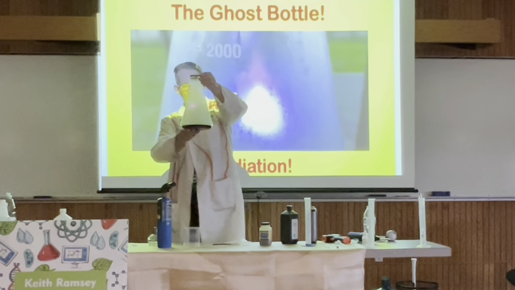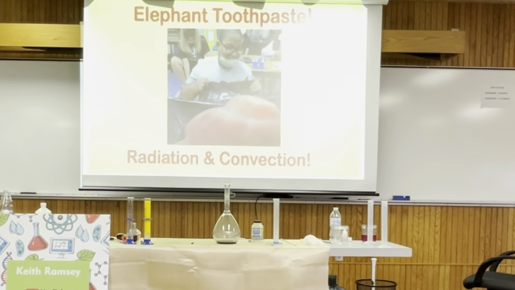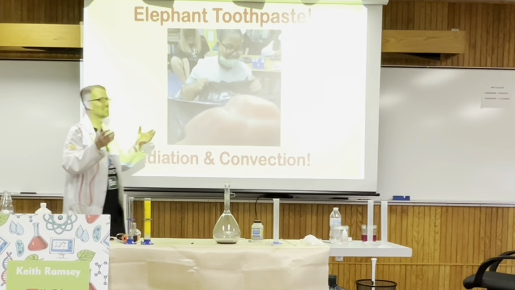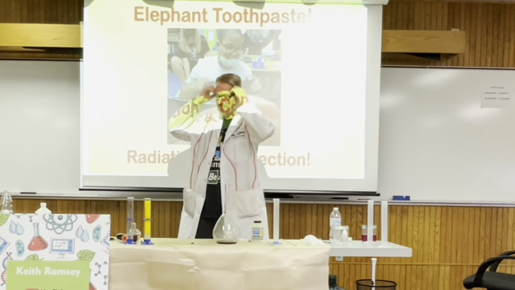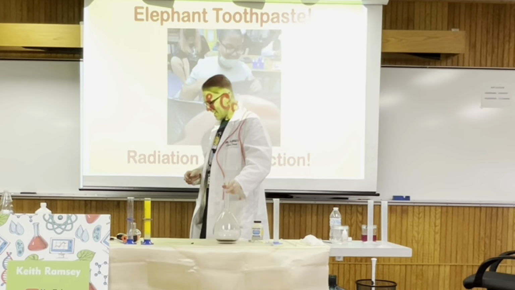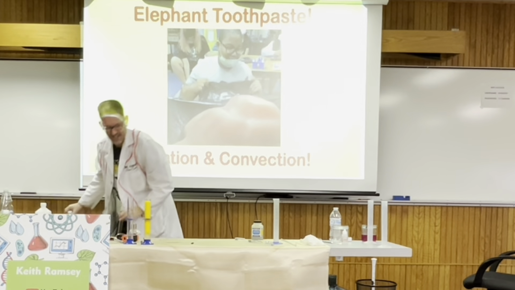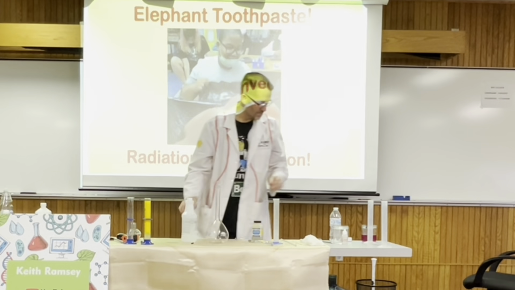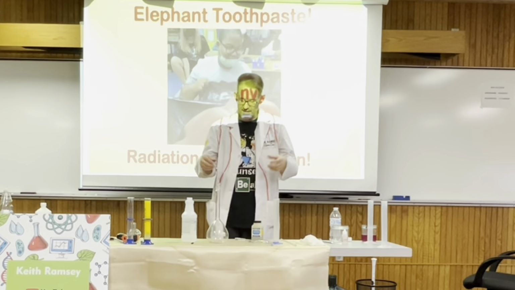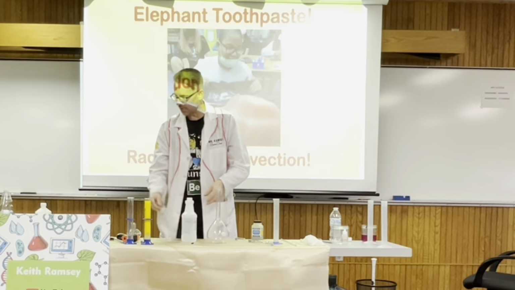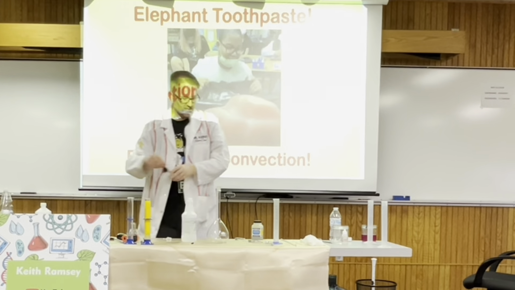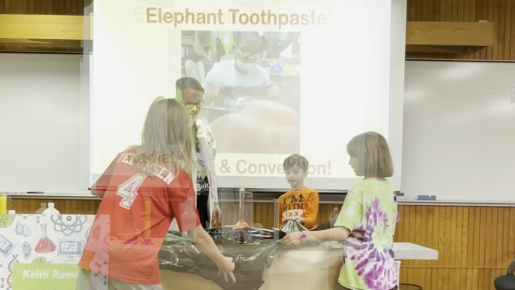It's our ghost bottle. This is one that a lot of people like. This is a very messy reaction. People call this elephant toothpaste. And again, this reaction is used with hydrogen peroxide and some soap and some potassium iodide just to speed up the rate of that reaction. A lot of people like to use food coloring in this, just to color all the foam. Here it comes.